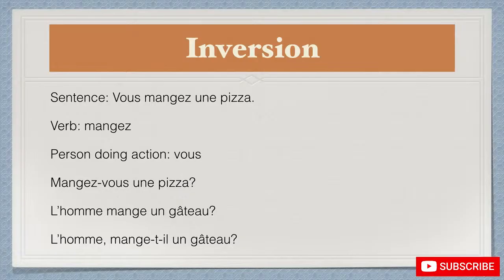Another thing, because mange ends in an E, and because il begins with an I, and they're both vowels, they conflict. So what we have to do is add a T sound in there to stop them and to separate them. If we didn't, it would sound like this, manger un gâteau. So the mange and the il come together a little bit more than we would want to, so we add a T. So it becomes l'homme mange-t-il un gâteau? L'homme mange-t-il un gâteau?